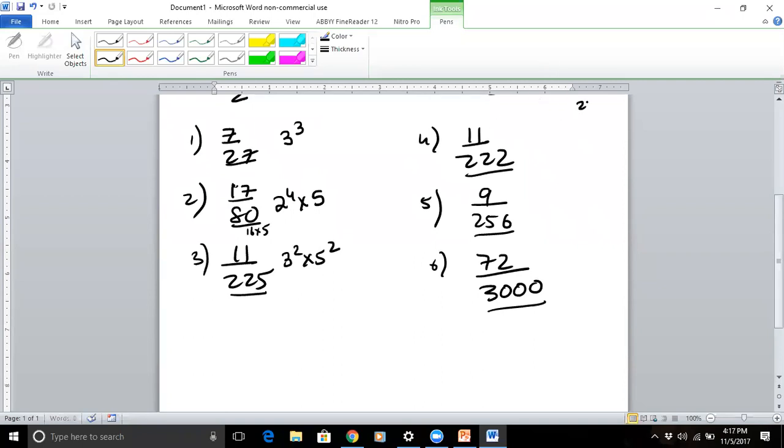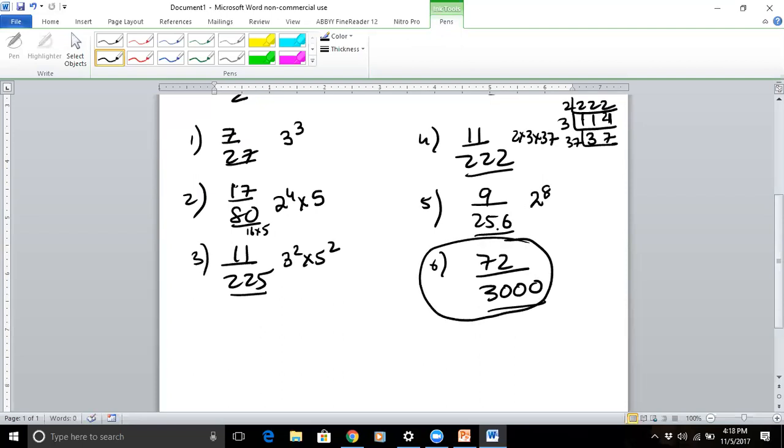222, for those who don't know how to break down 222, just go on dividing it. This divides by 2, that's 111. 111 is perfectly divisible by 3, so 3 3s are 9, 3 7s are 21, and 37. So this is 2 into 3 into 37. 256 is 2 to the power of 8. It's mandatory that you know the powers of 2 from 1 to 10. Those are standard values that the GMAT would test us on. And I'm going to keep 72 by 3000 towards the end. I'm going to come back to it in the end.